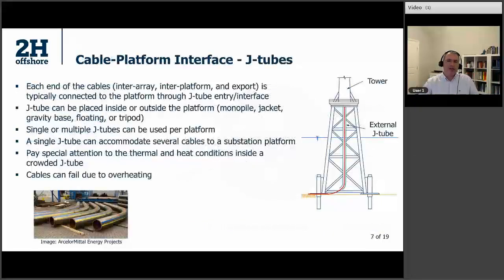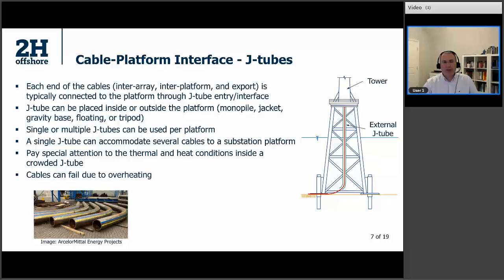So each end of these cables, I mean this inter-array cable or inter-platform cable or export cable, is connected to the platform through J-tubes, as you can see here. This J-tube can be placed inside or outside of the platform. And this platform here, I showed a fixed platform, but it can be a monopile or jacket or floating. It doesn't matter. You always have this type of interface with J-tube.